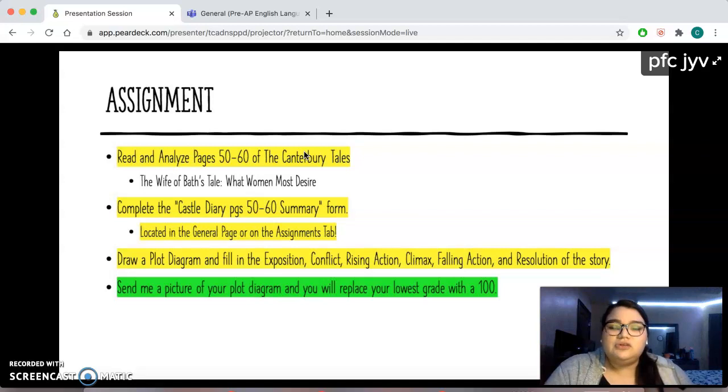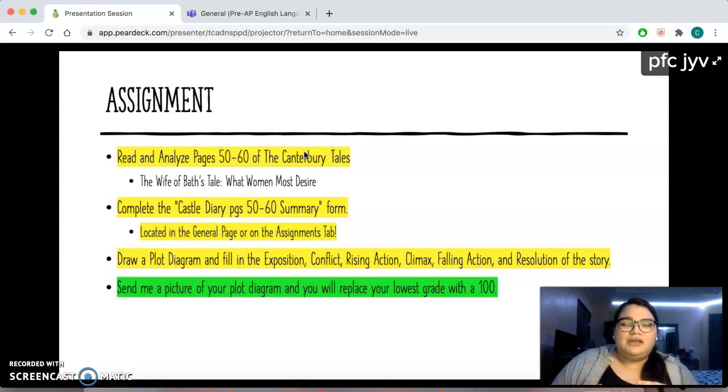What you're going to do is open up your books or go and search for the file of page 50 of the Canterbury Tales. So you're going to open up your book to page 50. If you don't remember what the Canterbury Tales book looks like, this is what it looks like. You're going to start reading at page 50 and stop reading at page 60. So it's only 10 pages. It shouldn't take you 2 hours, 3 hours to read 10 pages. And this is the Wife of Bath's Tale, what woman most desired. So that's what the tale is called. If you open to page 50 and that's what it says, you're in the right place.